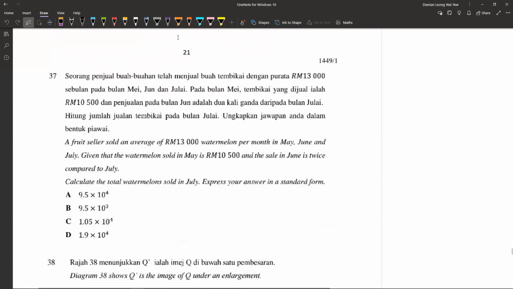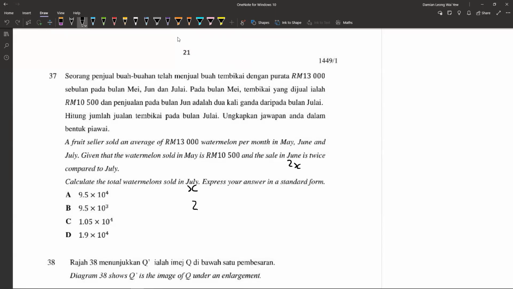Question 37. A fruit seller sold an average of 13,000 ringgit of watermelon per month in May, June, and July. Given that watermelon sold in May is 10,500 ringgit, sale in June is twice compared to July. So average 13,000 per month. In May, this much. June is twice of July. So if I consider July being x, June will be 2x.